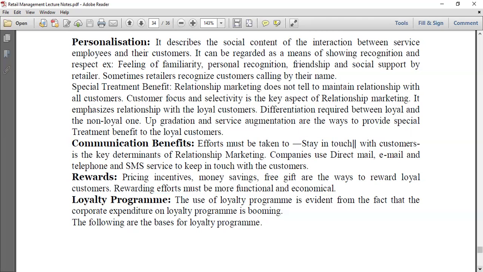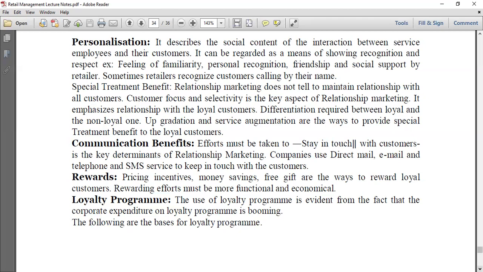Today, as a means of communication, more organizations are using direct mail, emails, telephones, and SMSs to keep in touch with customers. Next is rewards. Pricing incentives, money saving, and free gifts are the ways to reward loyal customers. This is perfectly done in the case of credit card customers. For the amounts that you spend, you get certain points, and those points you can redeem.